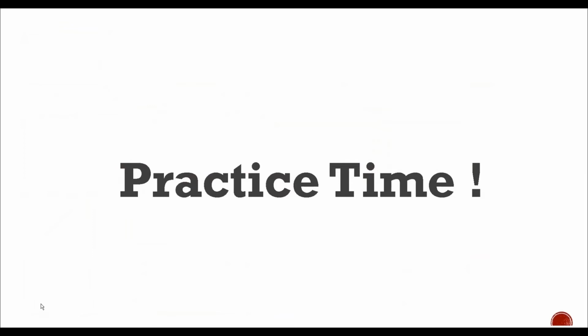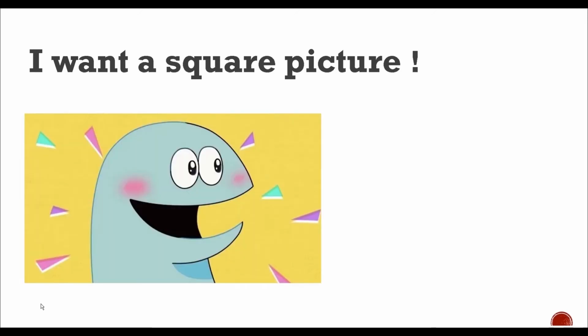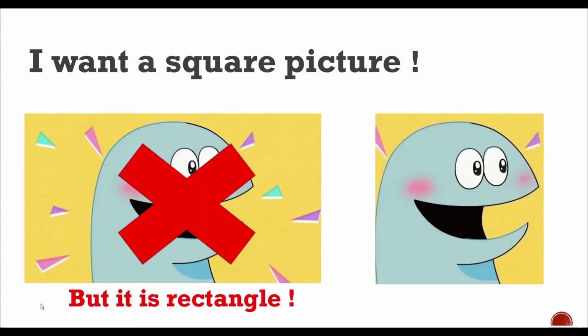Now it's your practice time. You can pause the video and practice. At some moments, we may not find the correct result that we want. For example, I want a square picture, but this picture is a rectangle. It is not what I want. The right one is the correct one. What should we do when we encounter this situation?